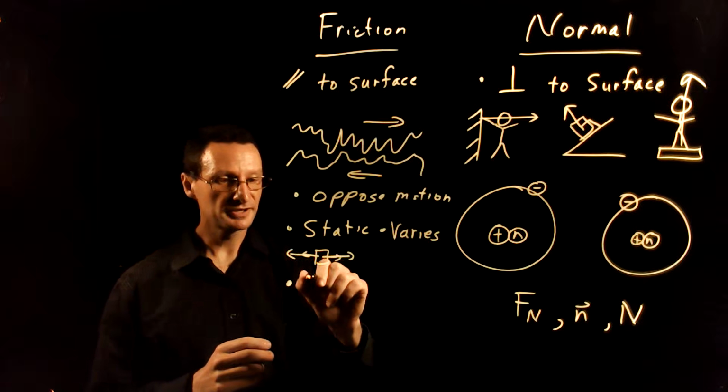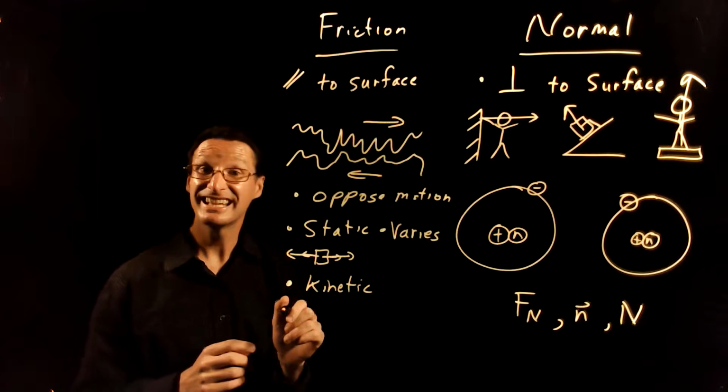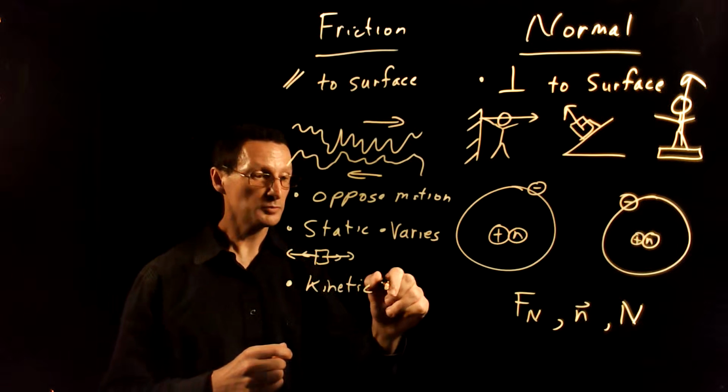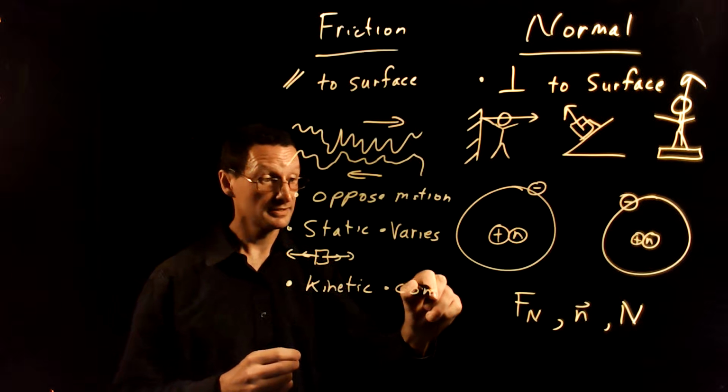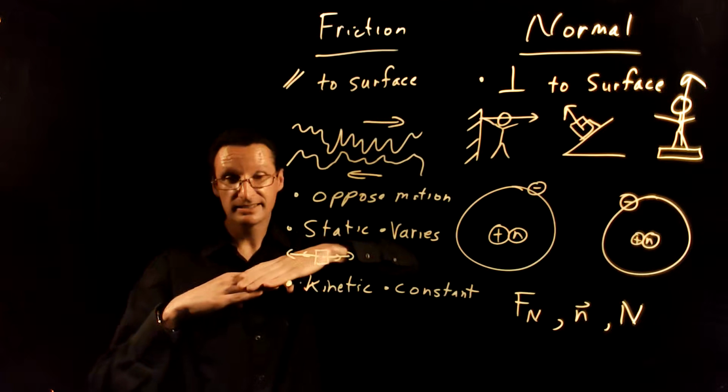The other type of friction here is when things are actually sliding, and this is called kinetic friction. Kinetic meaning things are moving. And this one is constant once you get your box and your floor sliding.